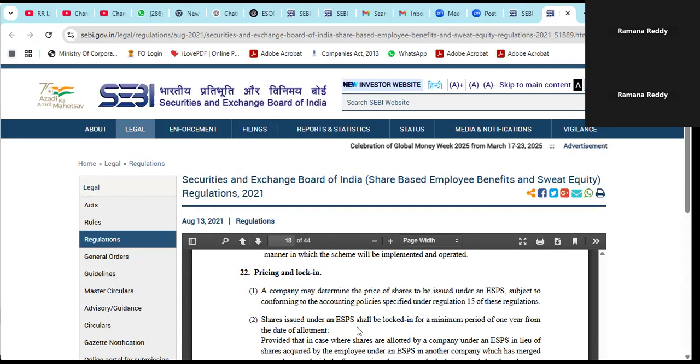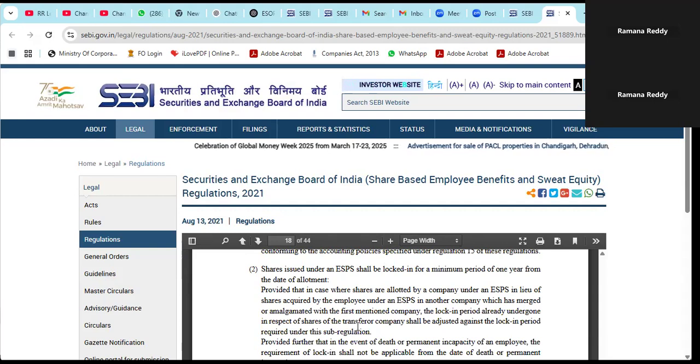Because I told you these employee stock purchase schemes will be allotted in public issues, so there will be a lock-in period. Lock-in period of minimum 1 year from the date of allotment. Provided that where the shares are allotted by the company under the employee stock purchase scheme in lieu of shares acquired by the employee under the employee stock purchase scheme in any other company that has merged or amalgamated, it is like if a company merged or amalgamated with another company, then the lock-in period will be adjusted accordingly.